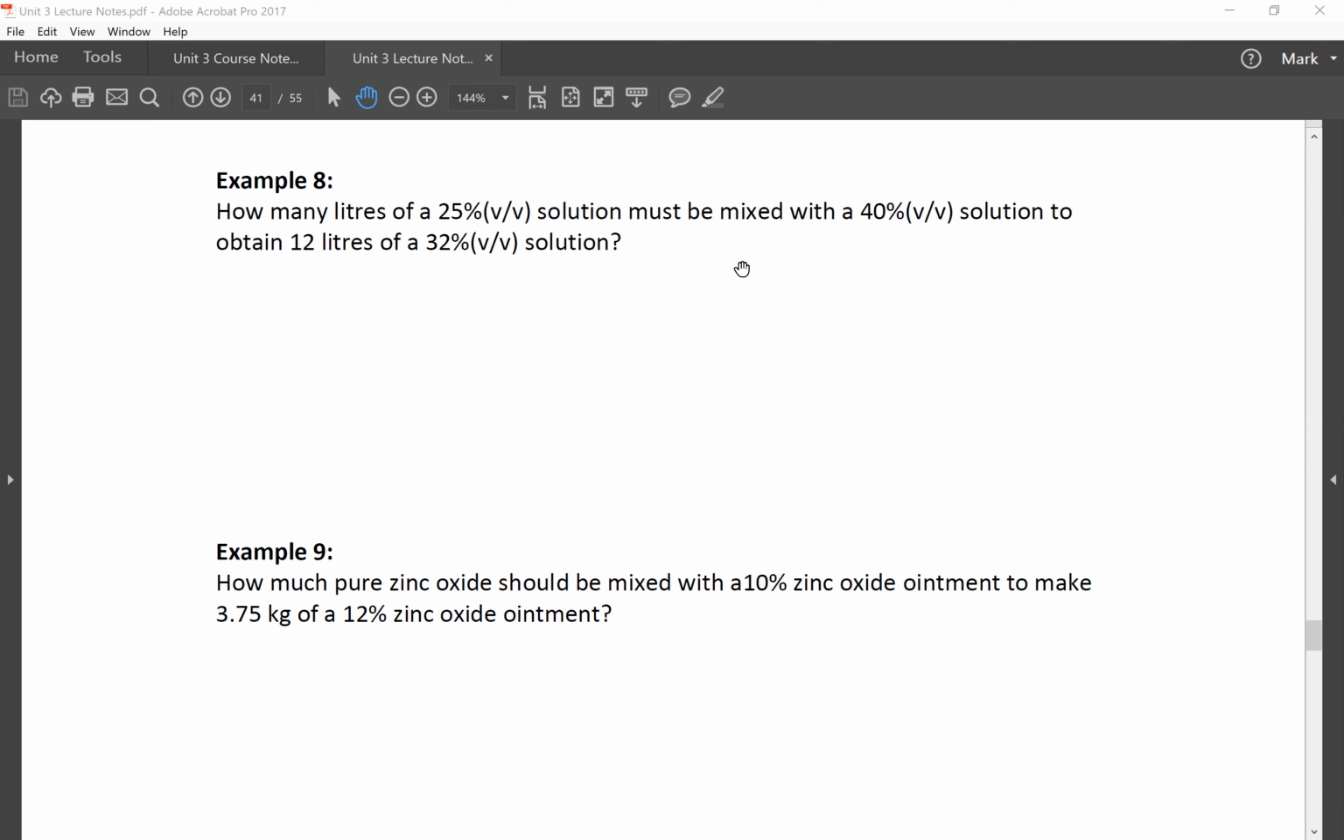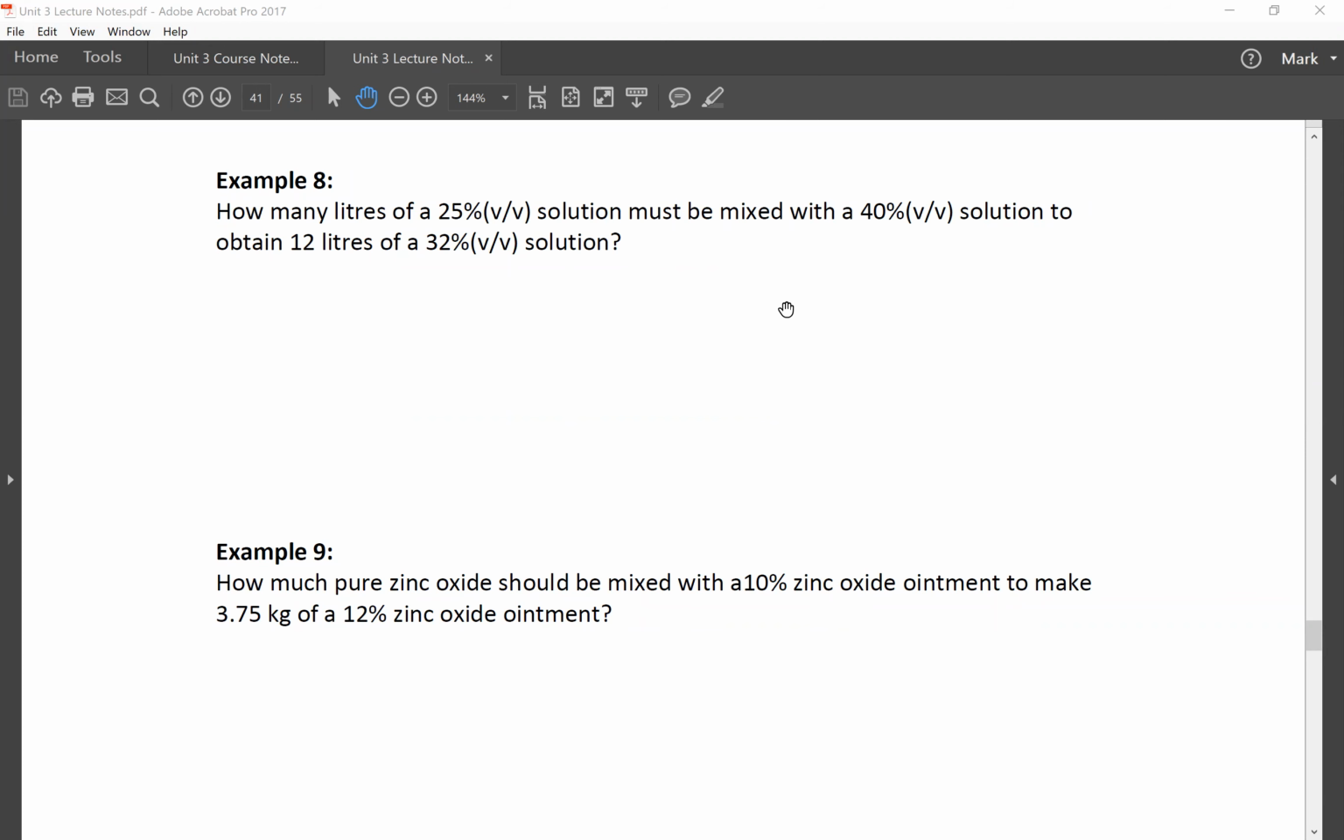Number 8: how many liters of a 25% volume by volume solution must be mixed with a 40% volume by volume solution to obtain 12 liters of a 32% solution? Sounds really complicated, but it's actually not too challenging. I'm trying to find out how many liters of a 25% solution must be mixed with a 40% solution to obtain 12 liters.